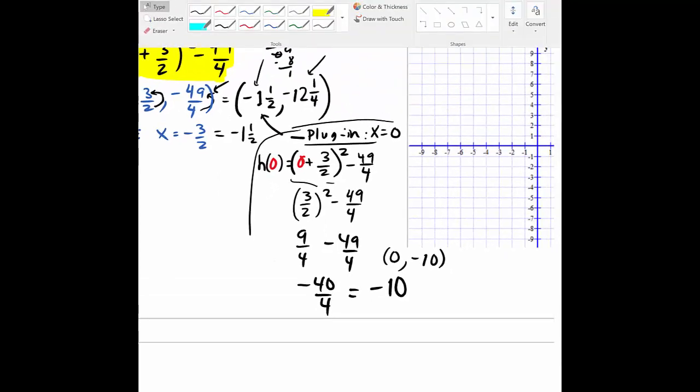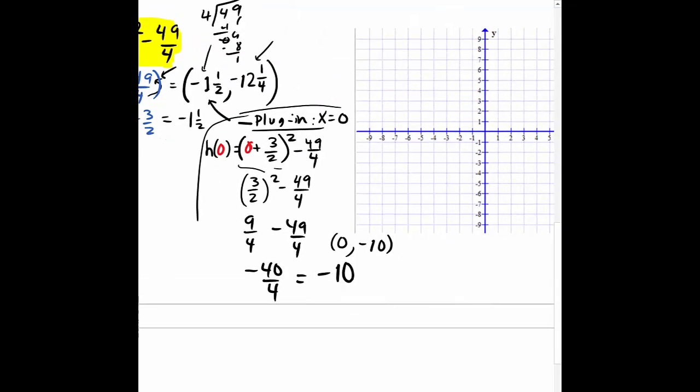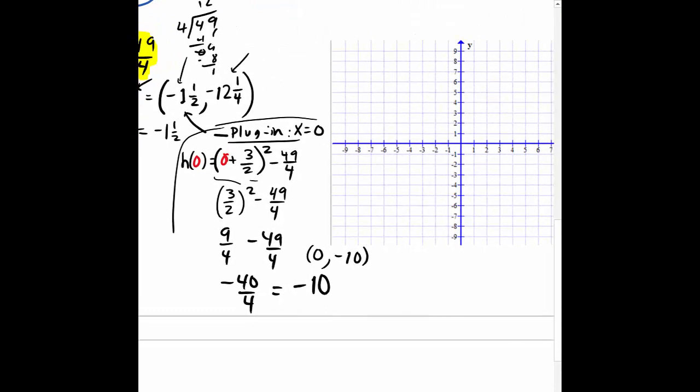So even though the vertex was ugly, at least that point's nice. I realized too that I don't really have enough room on this graph for these points, but whenever you see that, like if you're on an exam and you want a point that's further down, feel free to extend this further. Left, right, up, down, whatever you need. Don't feel like this is all you can do. You can make it longer.